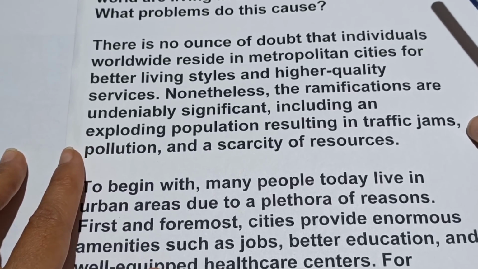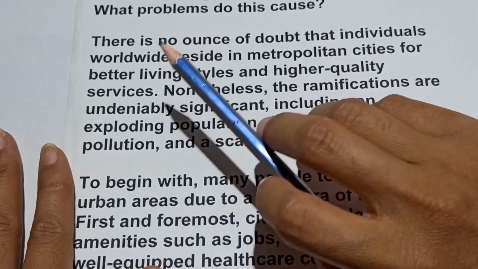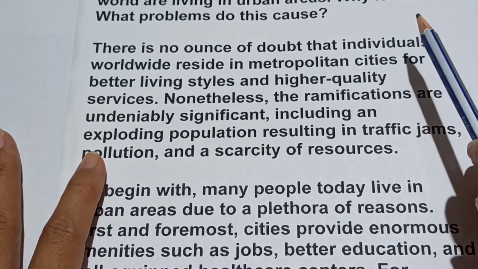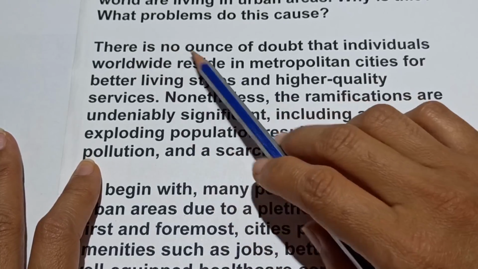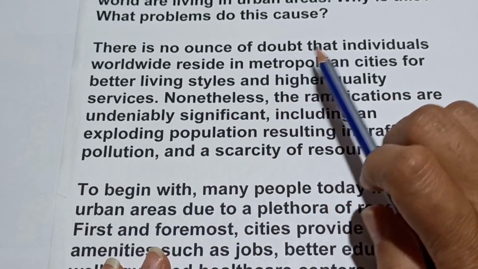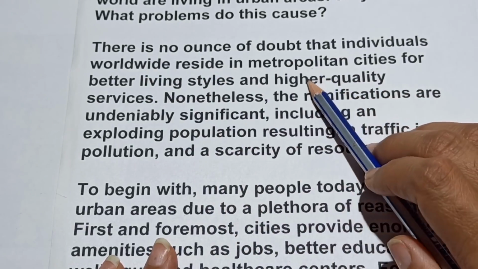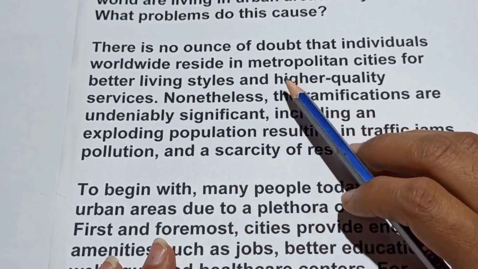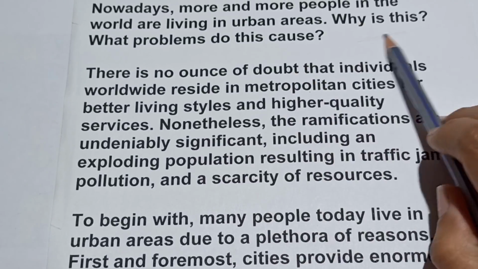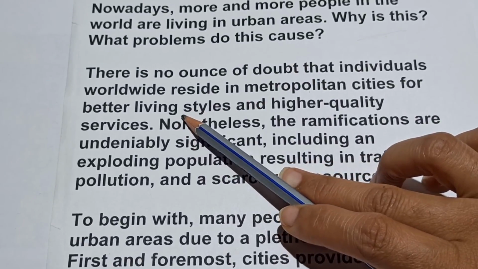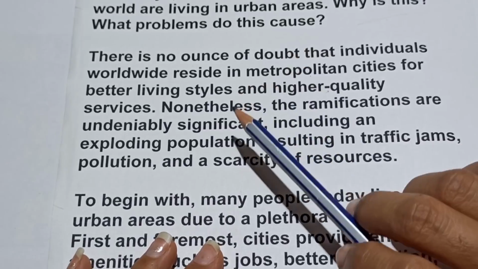So let's see. We will be starting with the introduction, and we will be rephrasing the given question, and we will be telling why is this the case and what problems could it cause. There is no ounce of doubt, means undeniably, there is no ounce of doubt that individuals worldwide reside in metropolitan cities for better lifestyles, for better living styles and higher quality services. So why is this the case? Because they are living a better life and high quality services are provided in cities only.